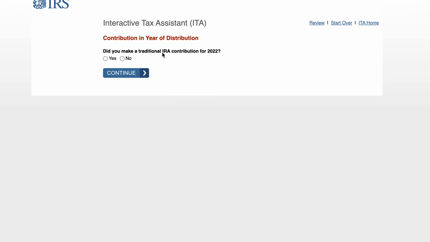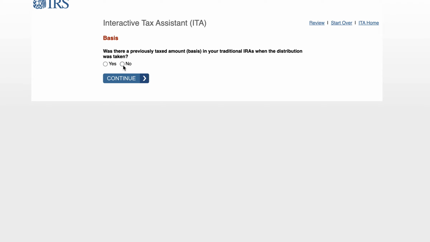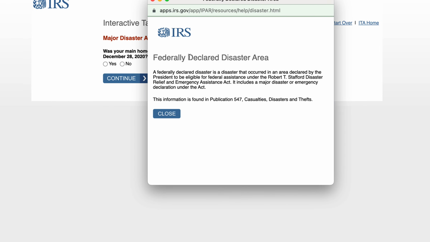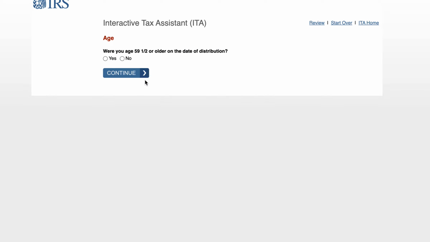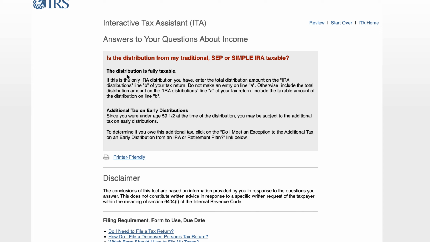So in this case, it's asking you if you made a traditional IRA contribution in the year. We'll say no. Was there a previously taxed amount, basis? Was your home in a federally declared disaster area? And again, you can look that up. There's actually a page on the IRS website that lists all of the federally declared disaster areas for tax purposes. So let's just say that we were not. We were not age 59 and a half. So it says not only is this fully taxable, but because you were under age 59 and a half, you might be subject to an additional tax on early distributions.